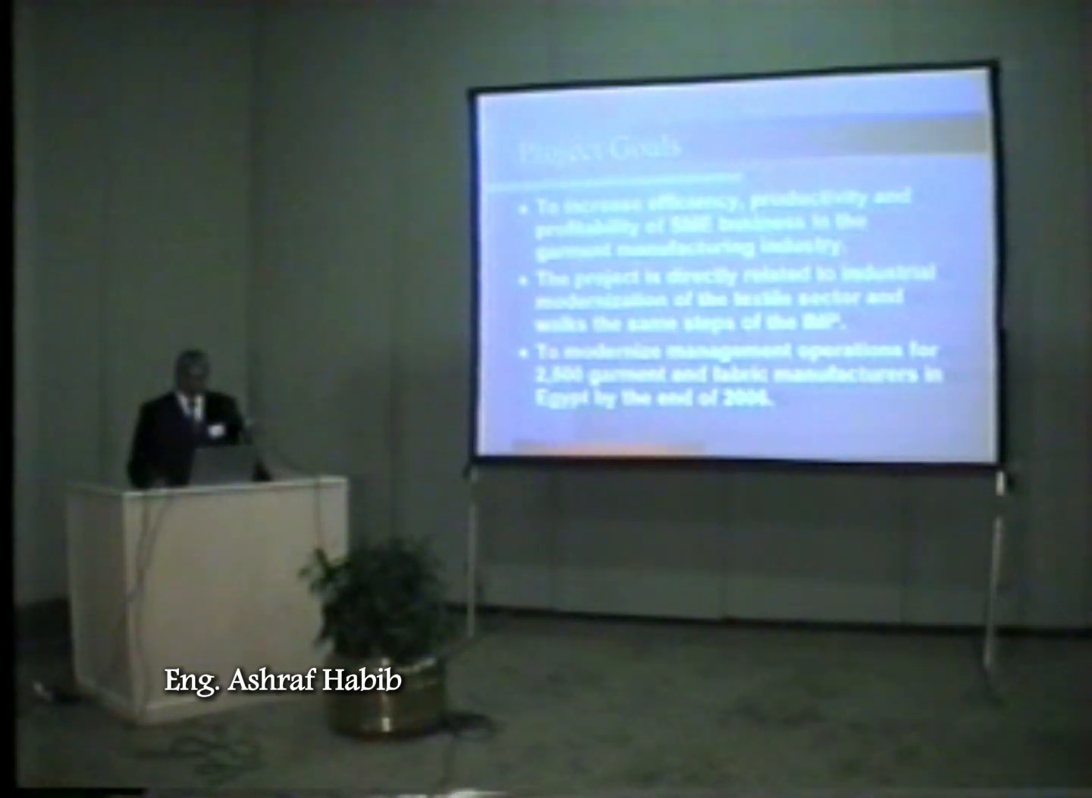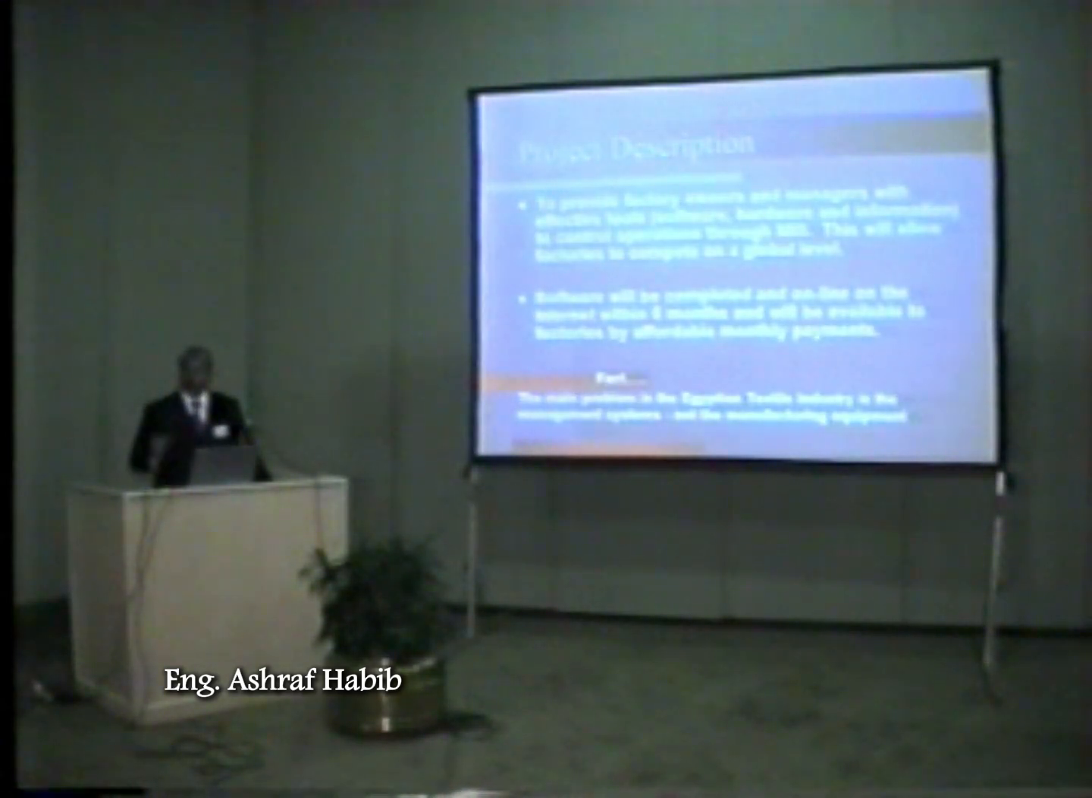The goal of this project is to increase the efficiency, productivity, and profitability of small and medium enterprises in the garment manufacturing industry. The project is directly related to industrial modernization of the textile sector and walks in the same steps with the IMP, although it is not related to the IMP, but we do walk in the same direction. One of our main goals is to modernize management operations for 2,500 garment factories and manufacturers by the end of 2006. I'm pretty sure you'll be able to do that. And you're going to see why, because I'm going to give you a deep look at the program at the end of this.